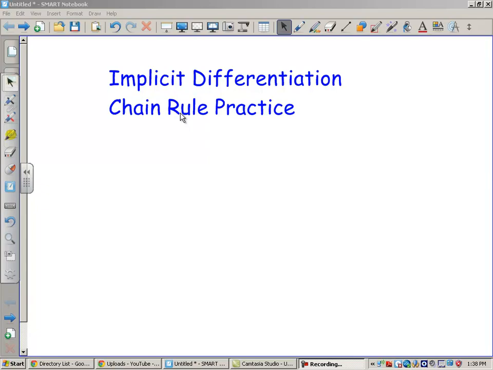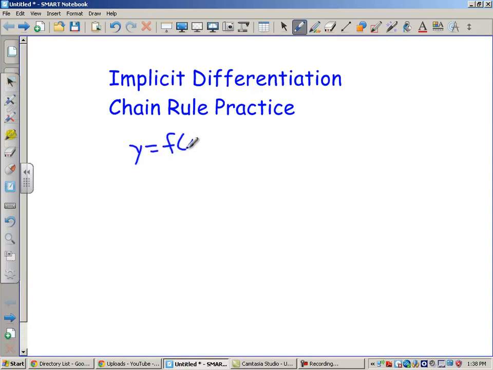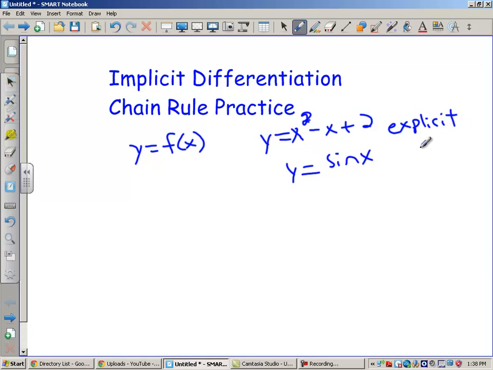We're going to do implicit differentiation and also a little bit more of chain rule practice. And I'm going to show you real quickly what I mean by implicit differentiation. We are used to seeing equations like y as some function of x, pretty straightforward, like y equals x squared minus x plus 2, or like y equals sine of x. This is called an explicit equation. Y is explicitly defined as a function of x.